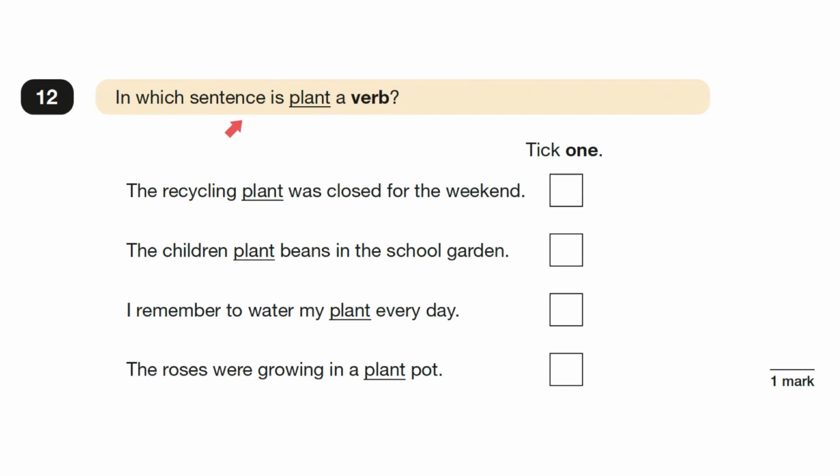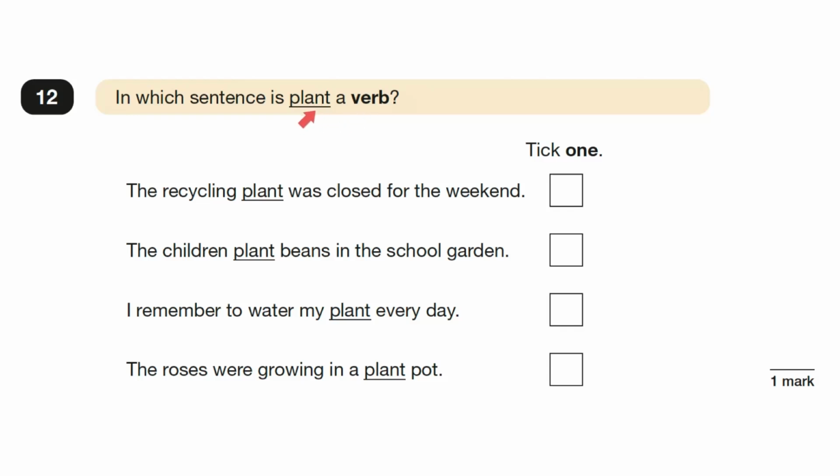And again, we've got another example: in which sentence is plant a verb? So again, just look at this layout for these verb questions. It's giving us words very often. This is the fourth example, very often of words that can be nouns and verbs and possibly sometimes adjectives. And your job in these questions is to decide where it's being used as a verb.